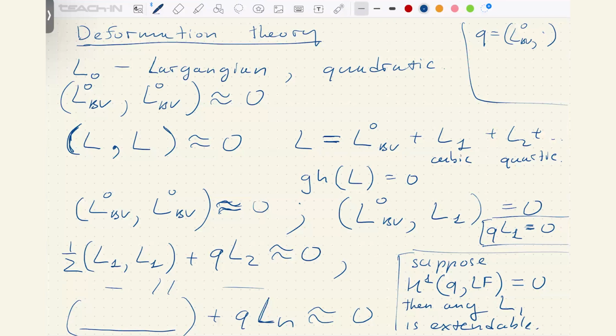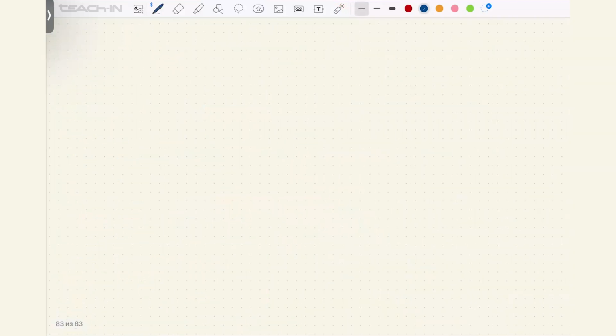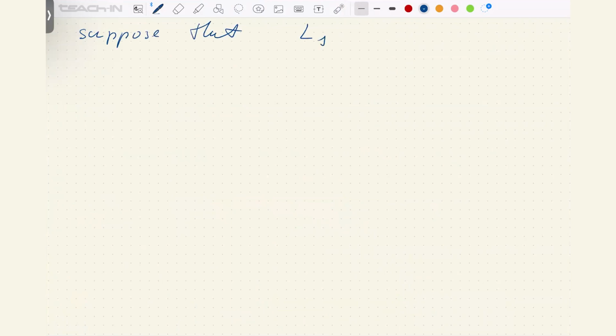But in fact, it turns out that first order deformations are also classified by cohomology. So we see that first order deformations are necessarily cocycles. But suppose that a first order deformation is a coboundary. So suppose that our L1 is actually, let's say, weakly, yes, I use this weak equality, it's a good idea, Q on something. Q on, let's say, K1.